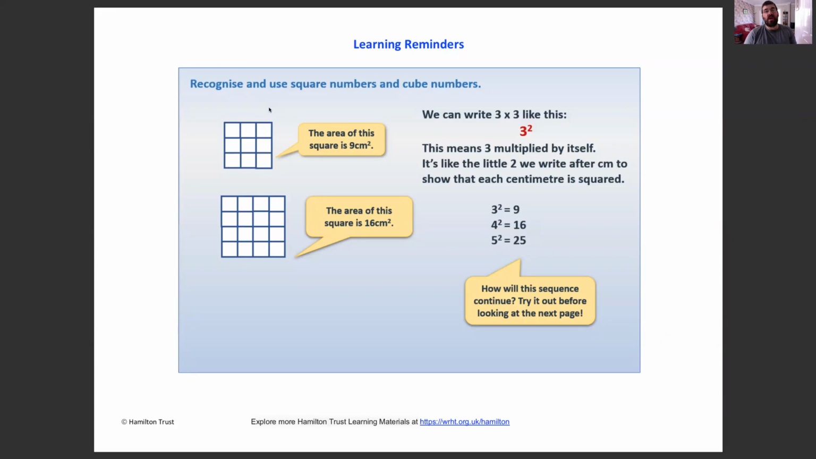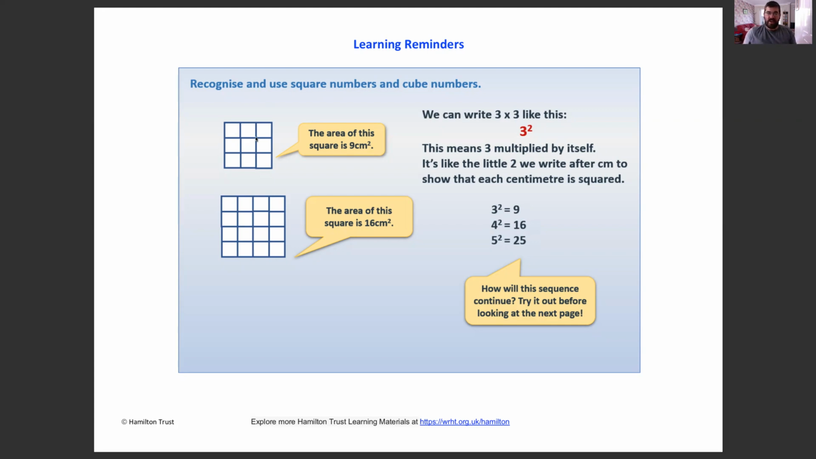I'm just really going to quickly look at the learning reminders for this lesson. There's no PowerPoint or anything, but I thought it was good to remind you what a square number is, okay? And you can see today's all about square numbers, and in a bit we're just going to touch on cube numbers as well. I'm going to be super fast.